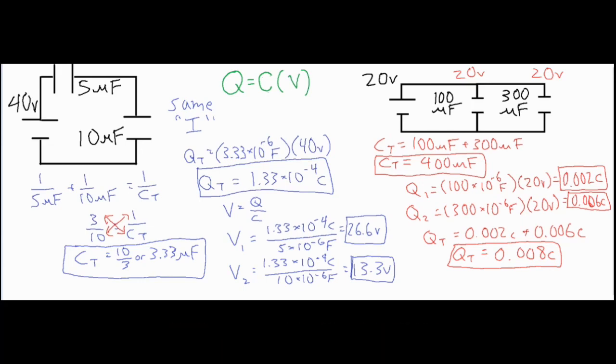And if you had to solve for something like the potential energy, you can go ahead and use 1/2 CV squared for the circuit as a whole or any of the individual capacitors, and you can find the potential energy for any of the individual capacitors or the entire circuit as a whole.